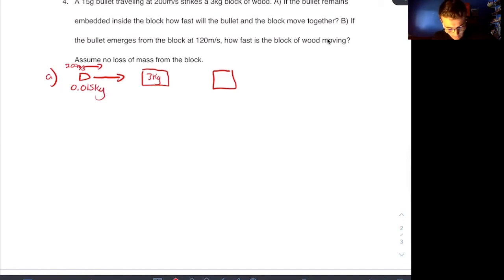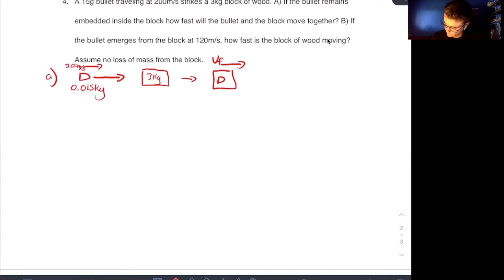So then what happens is the bullet gets embedded. So now we have some final velocity that we need to find. Okay, so we got an inelastic collision going on here, right? Because the bullet embeds itself into the block of wood.